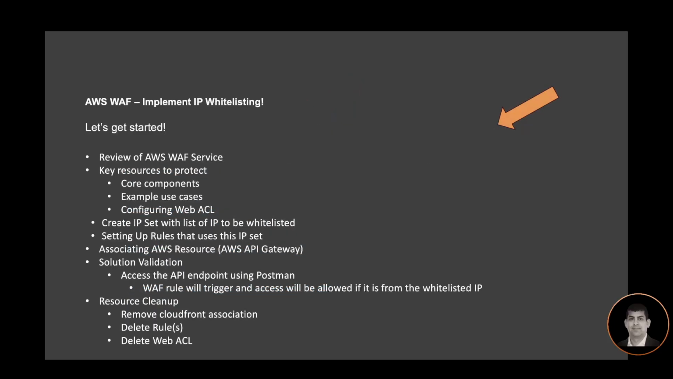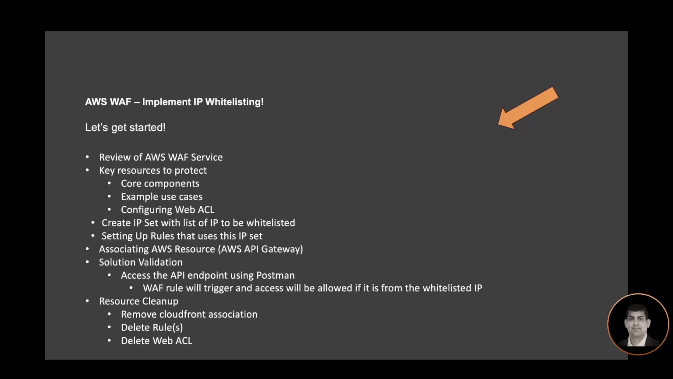Let's get started. We're going to do a quick review of AWS WAF service, key resources to protect the core component, the example use case, configuring the WebACL. We're going to create an IP set with the list of IPs to be whitelisted, set up a rule that uses this IP set, and then we'll associate the AWS resource, which in this particular use case is the AWS API gateway, since our API is hosted using the API gateway.